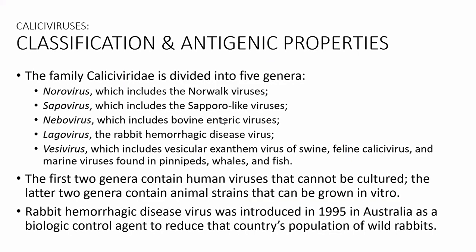So the family Caliciviridae is divided into 5 genera. We have the norovirus, sapovirus, nebovirus, lagovirus, and the vesivirus. And the first 2 genera contain human viruses that cannot be cultured, and the latter 2 contain animal strains that can be grown in vitro. The rabbit hemorrhagic disease virus was introduced in 1995 as a biologic control agent to reduce the country's population of wild rabbits.